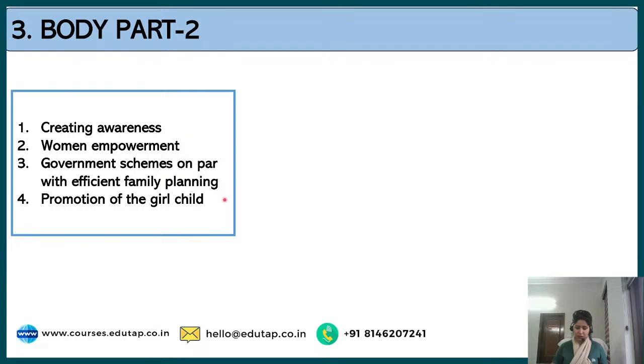The third one here is control child marriage. You can add this as a separate point, but we have included this in women empowerment. Just when you add this as a separate point, you should have at least 2 lines to write on this, because for others also we are writing at least 2 lines.